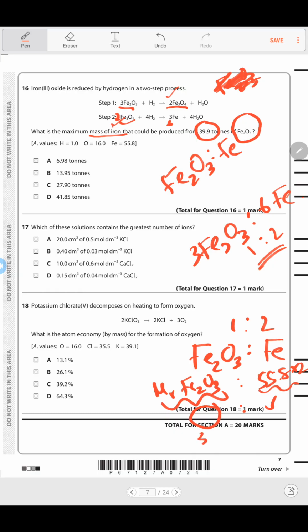So you have 39.9 tons of Fe2O3. How much of this forms? X. You can use cross multiplication to get the answer. Ultimately you will get 27.9. The answer is C. Like that we can do the calculation. Moving to question number 17.